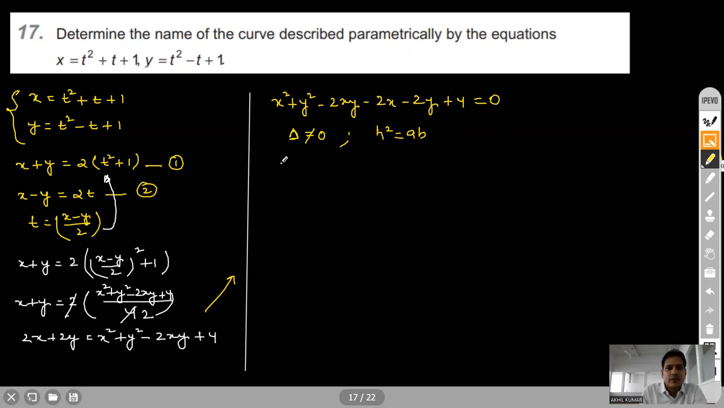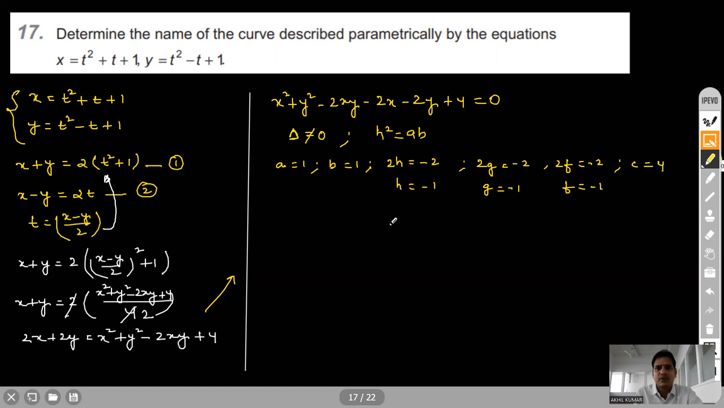First, tell me what will be A. A will be equal to 1. What will be B? B will be equal to 1. 2H is equal to minus 2, from 2HXY. So from here we get H is equal to minus 1. A is known to us, B is known to us. 2GX, so 2G is equal to minus 2, so G will be equal to minus 1. 2F is equal to minus 2, so F is also minus 1. And C is equal to 4.